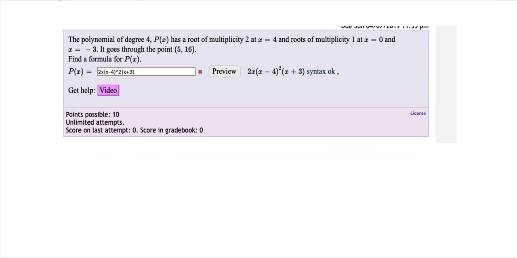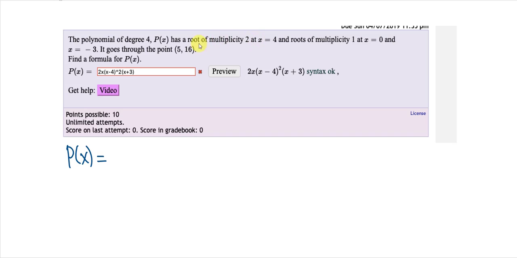This one is also from chapter 3, sections 3.2 and 3.3. They give you the information that the polynomial is of degree 4, right? We know that this is degree 4. P of x has a root of multiplicity 2 at x equals 4, and roots of multiplicity 1 at x equals 0 and minus 3. And it goes through this point. Find the formula. Okay, so we know that P of x is given with the info here.